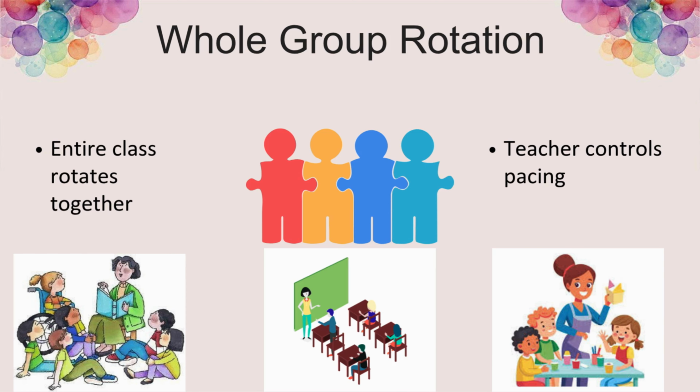And then the whole group rotation. Entire class rotates together. Maybe we start off in a reading circle. Then it's maybe a direct instruction, and then maybe a kinesthetic activity. The teacher controls the pacing, but they also need to be aware of the students' response to the activities as well. Especially when you talk about direct instruction, where it's a little harder to maintain the attention, you may adjust accordingly.